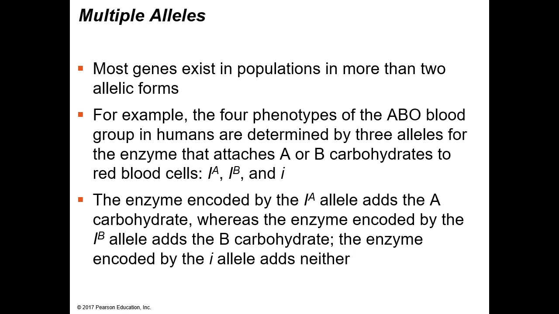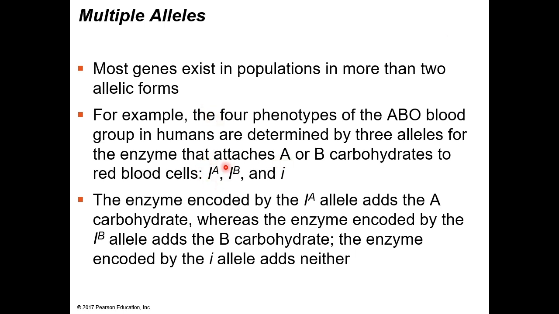Most genes exist in populations in more than 2 allelic forms. So as opposed to our 2 allele examples in the pea plants, we have an example of blood type. Blood type is going to be including multiple alleles. There are 4 phenotypes of ABO blood groups in humans, and they are determined by 3 alleles for the enzyme that attaches A or B carbohydrates to red blood cells.